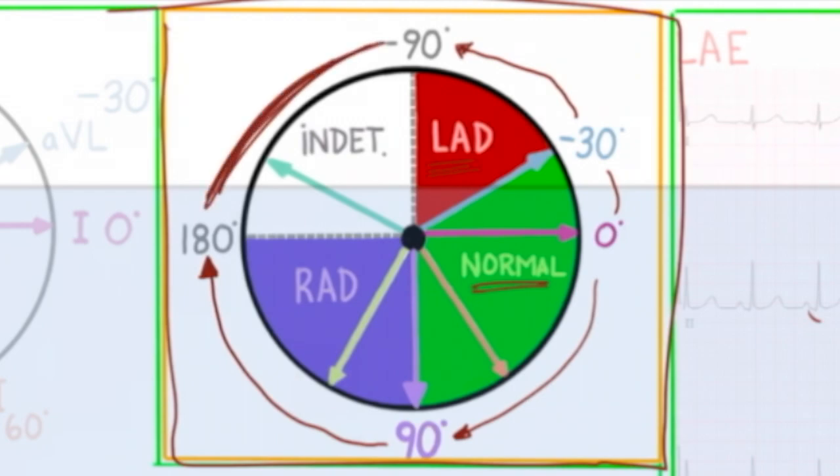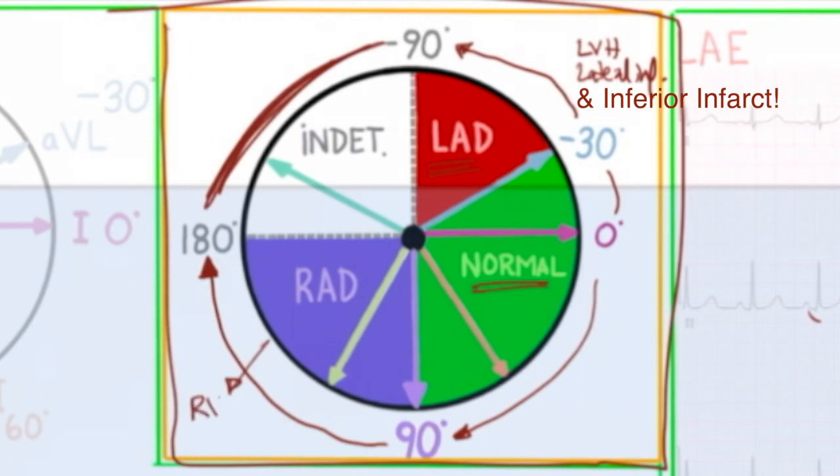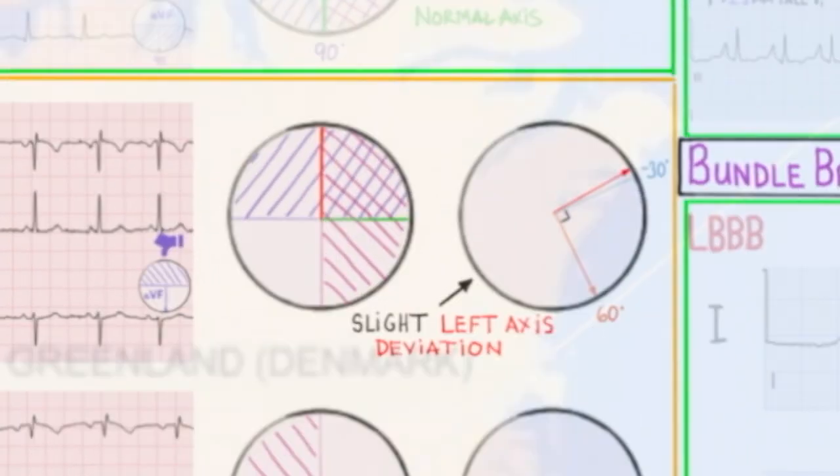Like I mentioned before, things that can cause left axis deviation would be left ventricular hypertrophy and lateral infarct. And things that would cause right axis deviation are things that affect the right ventricle, for example, right ventricular hypertrophy, things that make the right ventricle enlarged, like an ASD, and other items. Let's look at some examples.